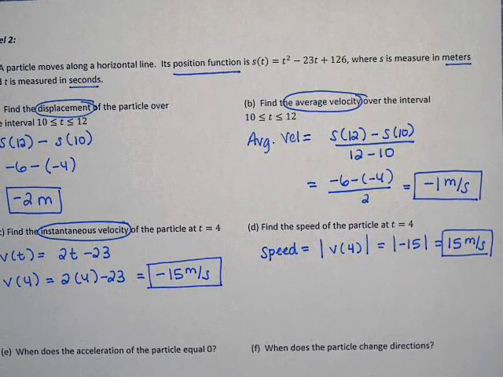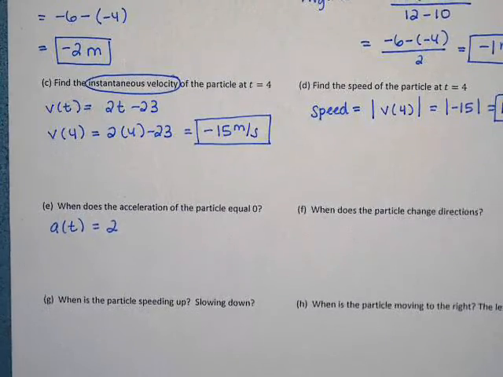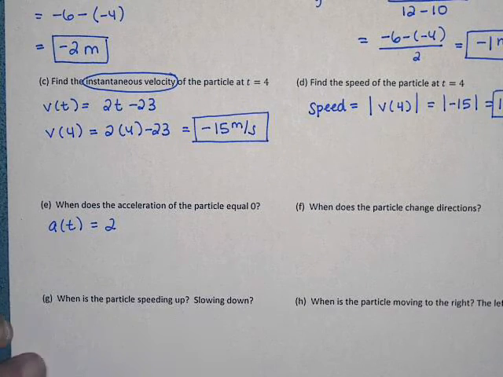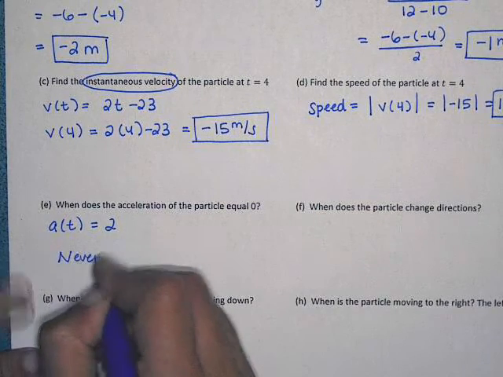For part E, when does the acceleration equal 0? So first I need my acceleration function, which is 2. It's just the derivative of this velocity function right here. Does it ever equal 0? No, so you would say never.